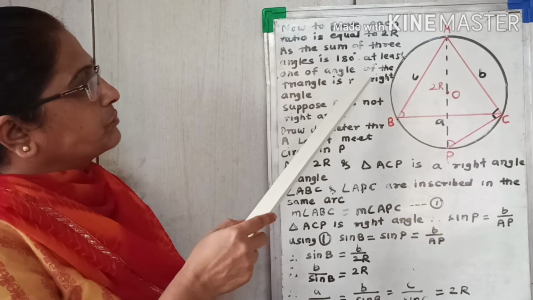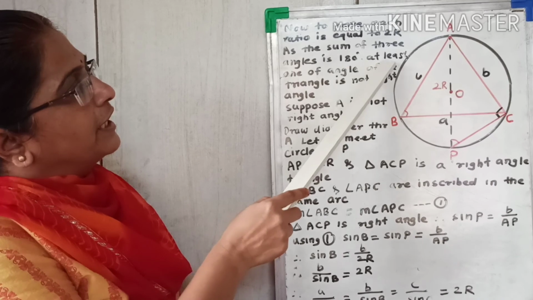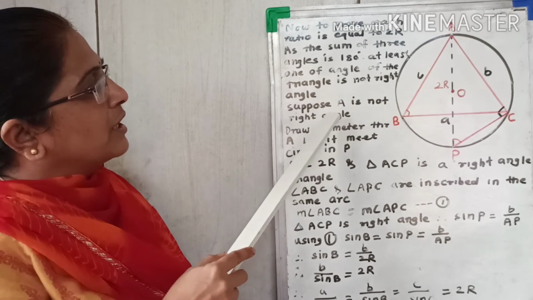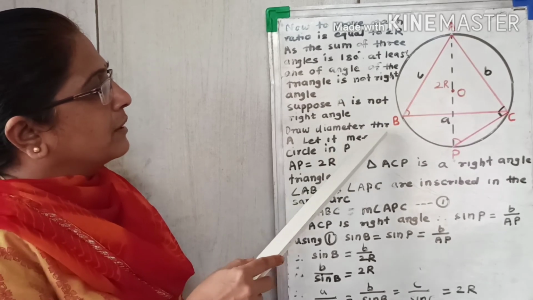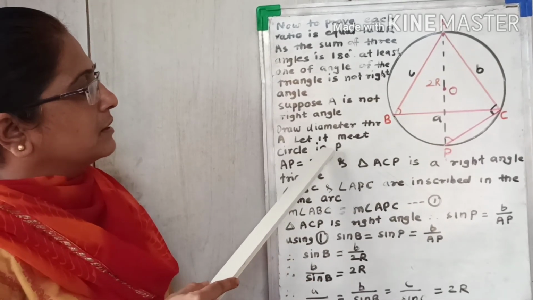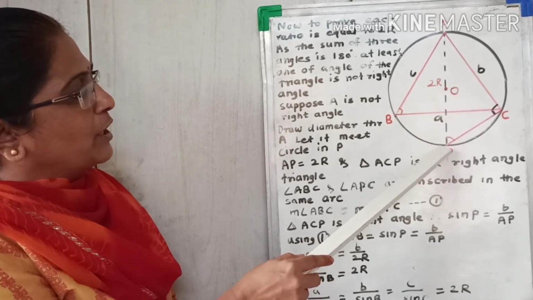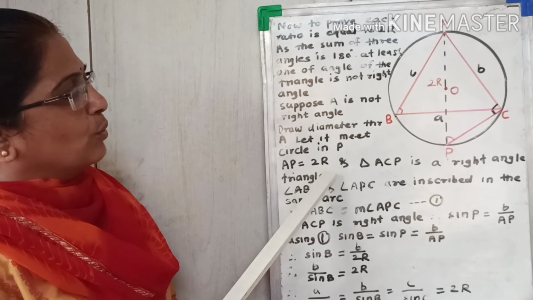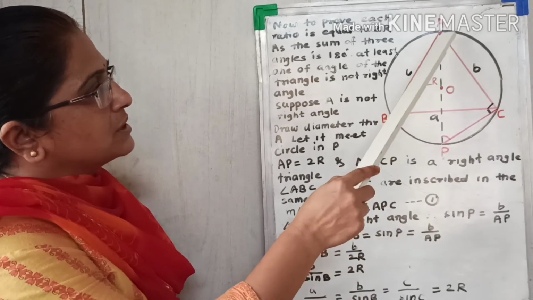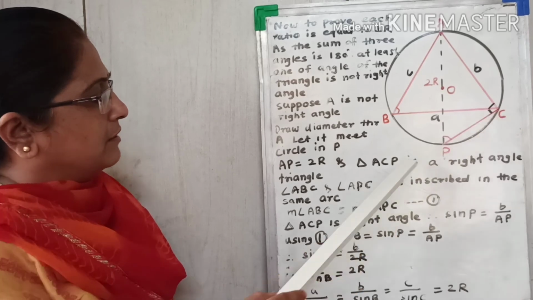Okay. Now we know the property of a triangle, that the sum of the three angles is 180 degrees. At least one angle of the triangle is not a right angle. Suppose A is not a right angle. Draw the diameter through A. Diameter drawn here. Let it meet the circle at P. Therefore AP is equal to 2r, and triangle ACP is a right angle triangle, where C is the right angle.